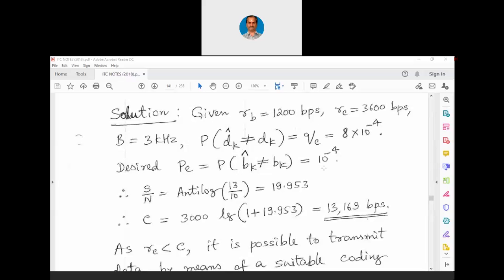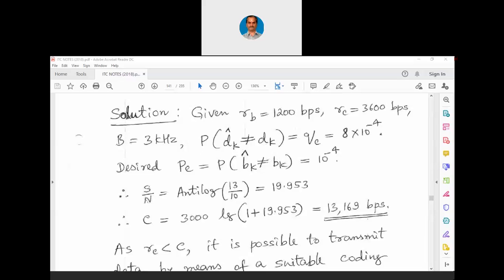That means after we receive at the source decoder, we want an error probability of 10 power minus 4, which means the channel encoder should have a scheme where the channel decoder will have a reduced error probability. Please remember, whenever we use this dk, that indicates the data that is coming out of the channel encoder, and whenever we indicate bk, that is indicating the bits that are coming out of the source encoder.